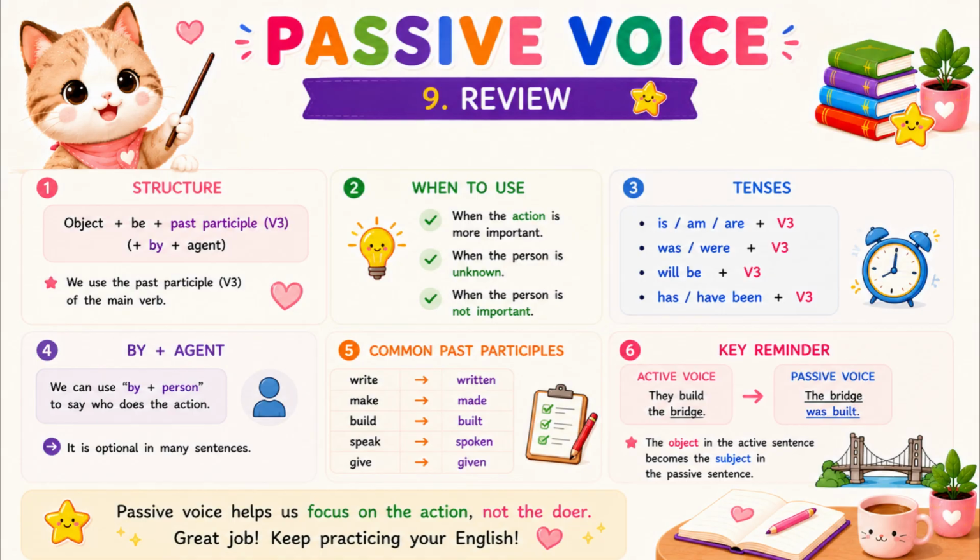Here are some common past participles. Write becomes written. Make becomes made. Build becomes built. Speak becomes spoken. Give becomes given. Finally, one important reminder. In the active voice, we say, they build the bridge. In the passive voice, we say, the bridge was built. Notice that the object in the active sentence becomes the subject in the passive sentence.